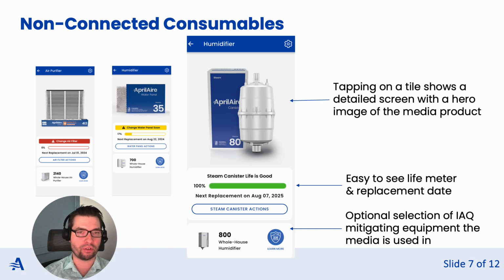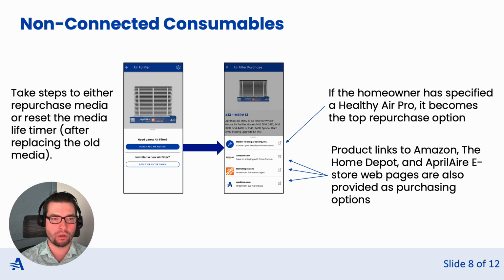After the user has selected a non-connected product from the landing page, they will be greeted with one of the three screens. You will see that the hero image is displayed at the top based upon the product that they have. They have a life meter, which allows them to see when the next replacement date is and what the health is of their product. When it's time to replace, the customer can take steps to either repurchase the media or reset the media life timer after replacing the old media.